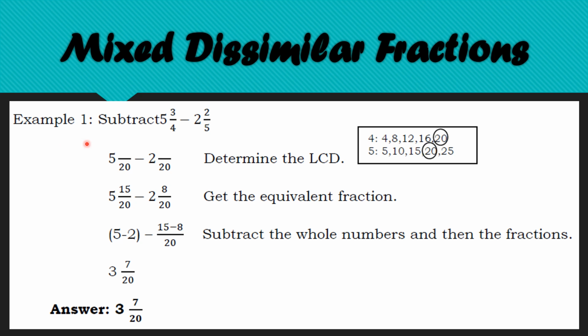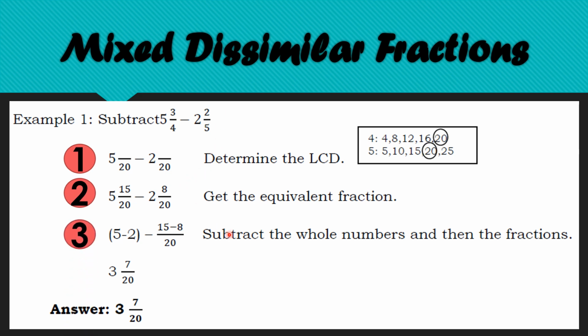Another example, subtract 5 and 3/4 minus 2 and 2/5. Step 1, determine the LCD. Use the multiples of 4 and 5 to determine the LCD. The LCD of 4 and 5 is 20. That is the denominator. Step 2, get the equivalent fraction. 20 divided by 4 is 5 times 3 is equal to 15. 20 divided by 5 is equal to 4 times 2 is equal to 8.